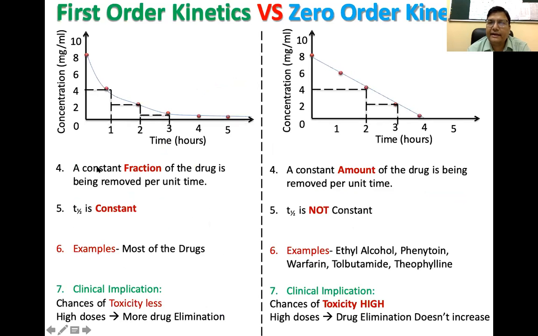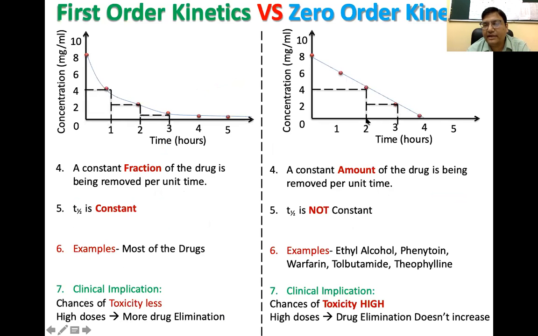So first order kinetics means a constant fraction, say 25% or 50%. So a constant fraction of the drug is being removed per unit time. So if we plot it in the graph, we will get a curved line. While in zero order kinetics, a constant amount of the drug is being removed per unit time. So we will get a straight line.